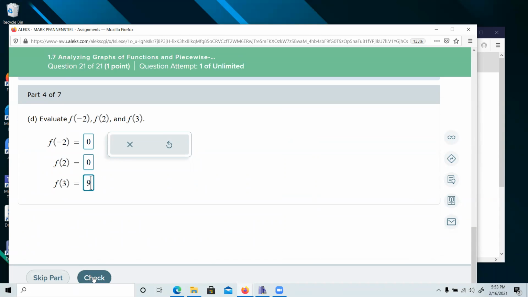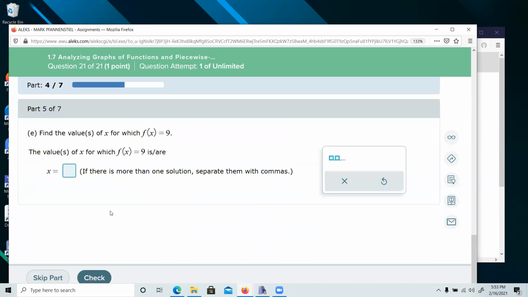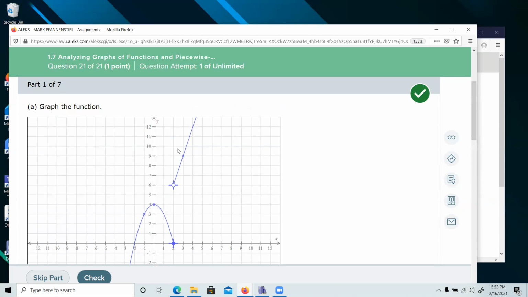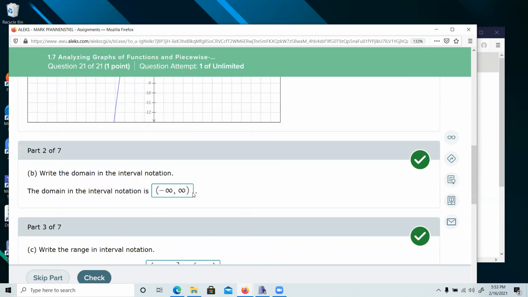All right. So it's like, oh, 5 of 7. Oh my goodness. All right. Find all values of x for which f of x equals 9. There's exactly one value, right? If I look at the horizontal line test here at 9, the only point that it intersects here is x equals 3.